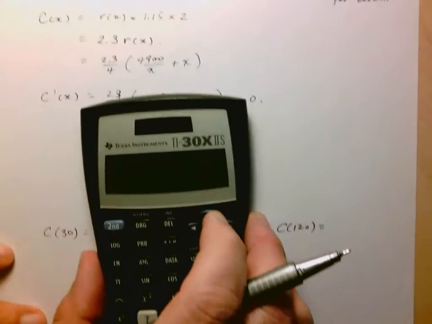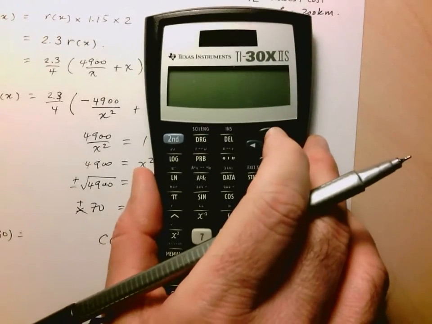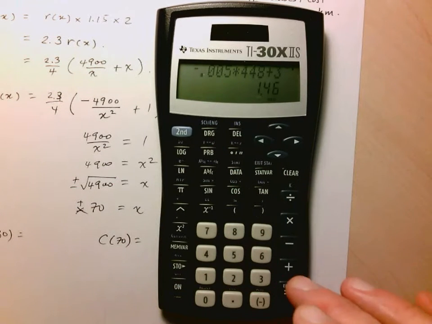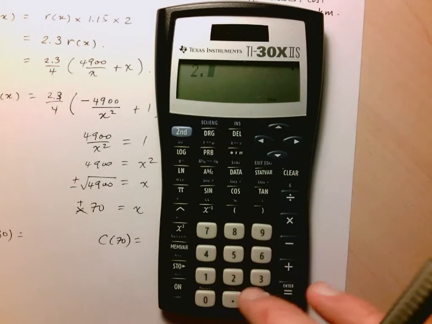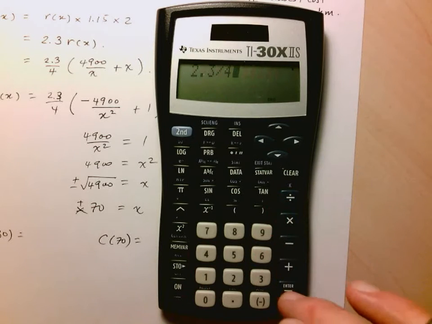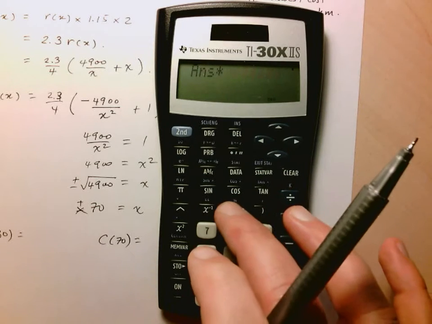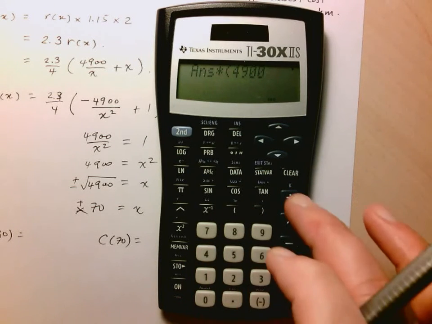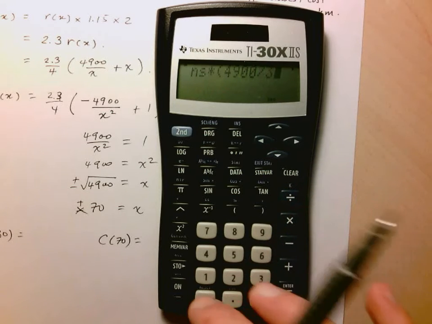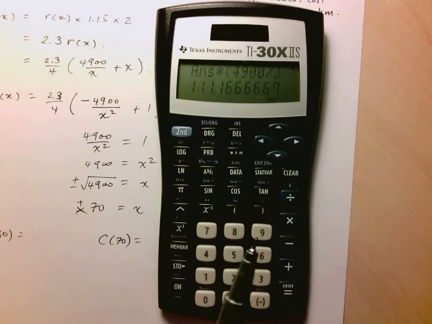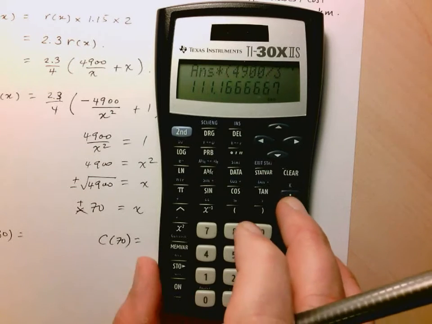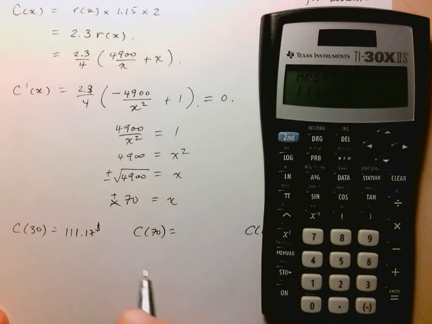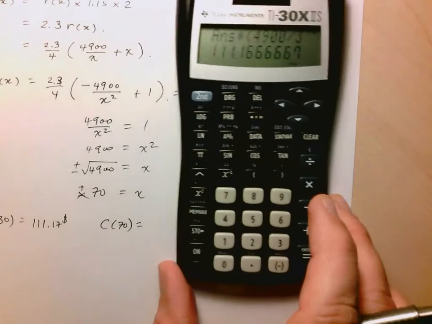Let's go back to our function for C. Let's start with 30. We've got 2.3 divided by 4 times whatever's in this bracket: 4,900 divided by x, which in this case is 30, plus 30. So we get $111.17. That's our cost if we travel at 30 kilometers per hour the whole way.